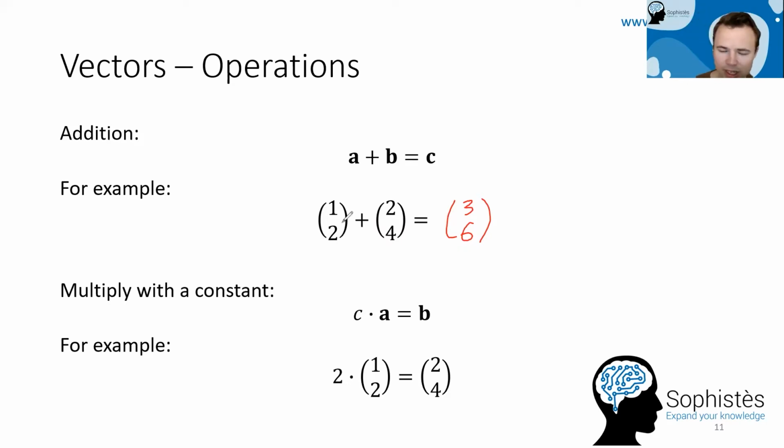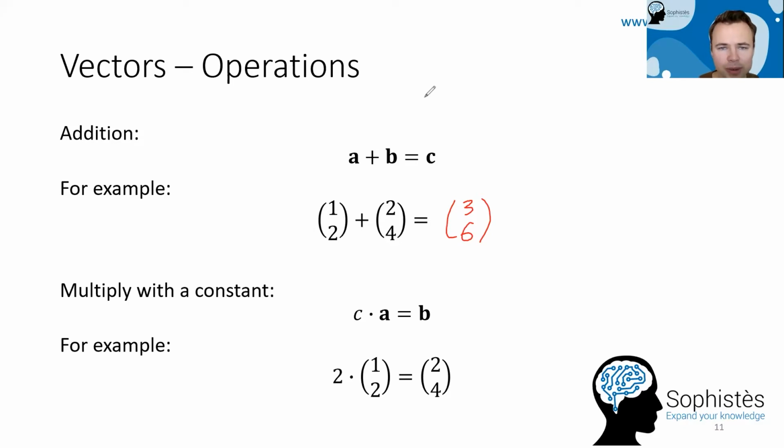But take into account that you can only add vectors if the number of elements is the same. So if one vector has 3 elements and the other vector only has 2 elements, you cannot add them. The only requirement for this is that they have the same amount of elements.